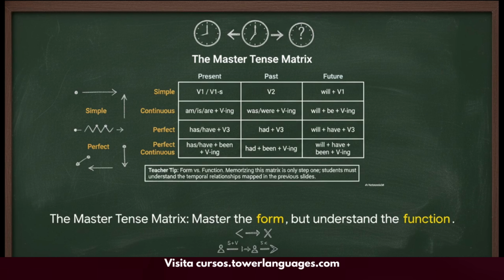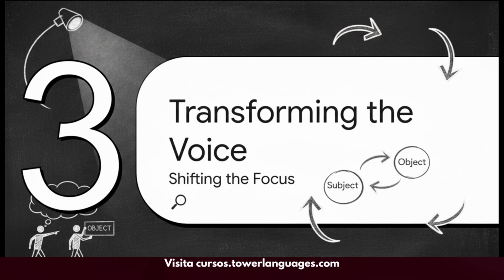So think about it. Once your students get the why, the function, from those timelines we just looked at, then this matrix becomes this amazing tool for nailing the how, the form. And this is the really crucial part, like the teacher tip says, just memorizing this table, that's only step 1. Real mastery, the kind that sticks, comes from understanding those relationships in time we just mapped out. Okay, so we've covered when an action happens with tenses.